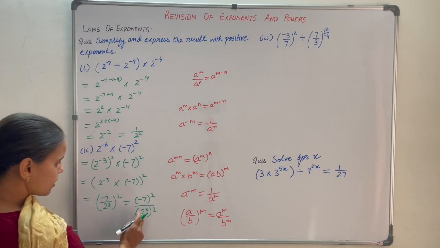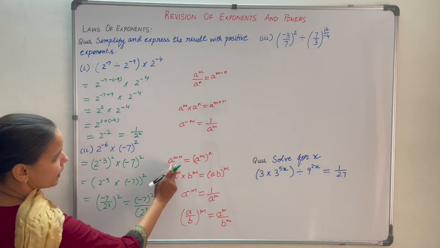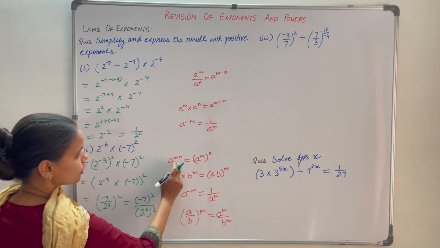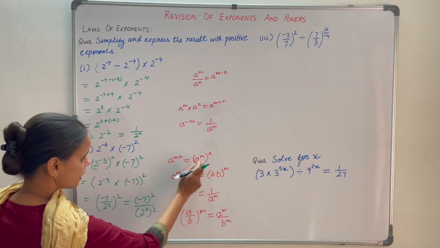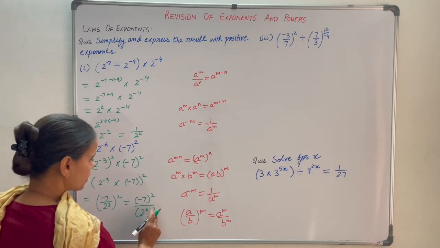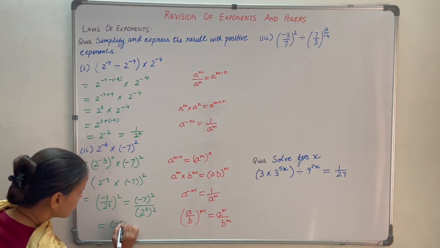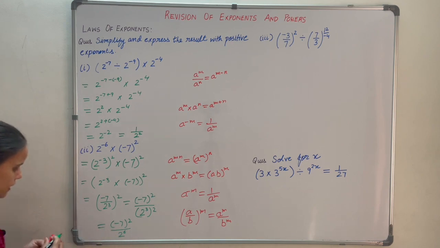Here I can simplify this further using this law: (a raised to the power m) whole raised to the power n is equal to a raised to the power mn. It is written like this here. I am going to simplify it and rewrite it like this. So 3 into 2 is 6. So this is equal to (minus 7) whole square upon 2 raised to the power 6.